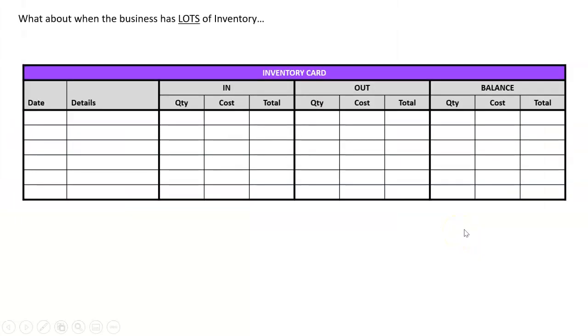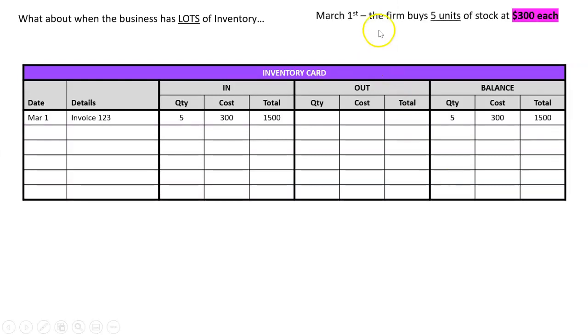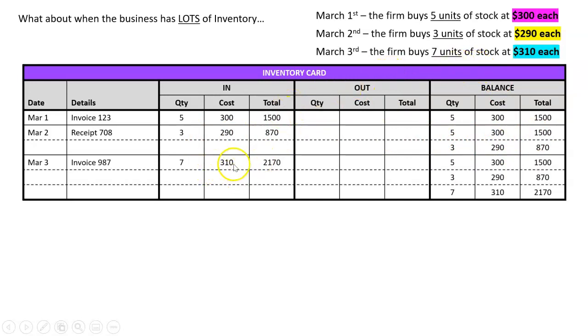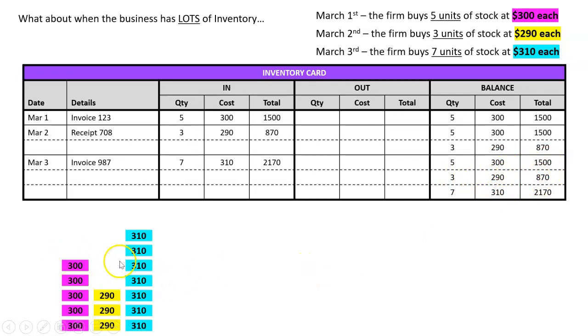Let's look at the real beauty of it. What about when the business has lots of inventory? So let's just take an example here. Let's assume on March the 1st, the firm buys 5 units of stock at $300 each. So that's an in, and there's our balance. Then on March the 2nd, the firm buys 3 units of stock at $290 each. So we've got 3 in at $290, and now we've got 5 at $300 and 3 at $290. And then on March the 3rd, we buy even more. We buy 7 units, and this time they're $310. So we've got our 5 at $300, our 3 at $290, and our 7 at $310. So let's metaphorically assume there they are. We've got the 300s here first, then the 290s, then the 310s.